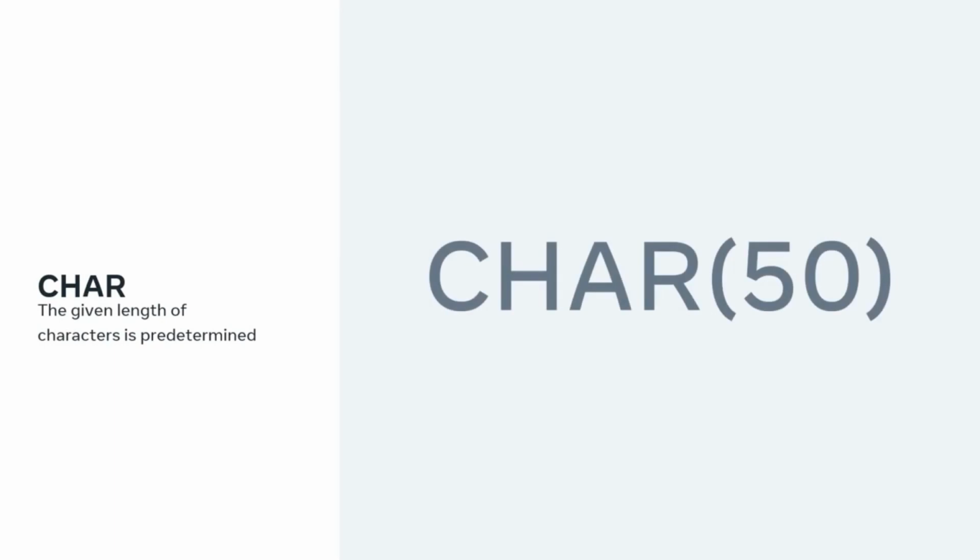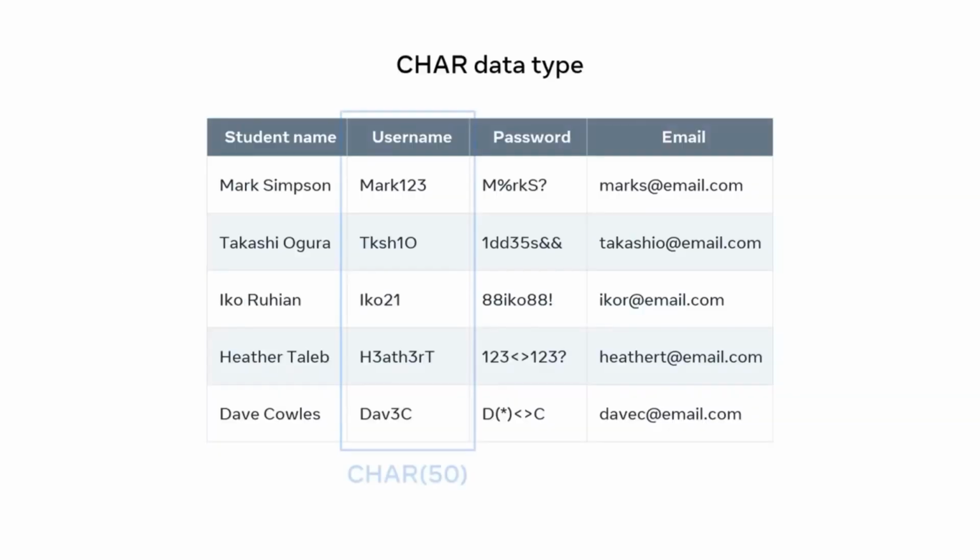Char means that the given length of the characters is predetermined. It can't be changed after declaration. Column attributes are defined as char followed by a character length in parentheses. For example, char 50 means that a column only permits 50 characters of space in each field. Char is the best option if you have a predefined size of character that you want to maintain. In the student table, you can set a maximum length of 50 characters for the username column in SQL with char 50.